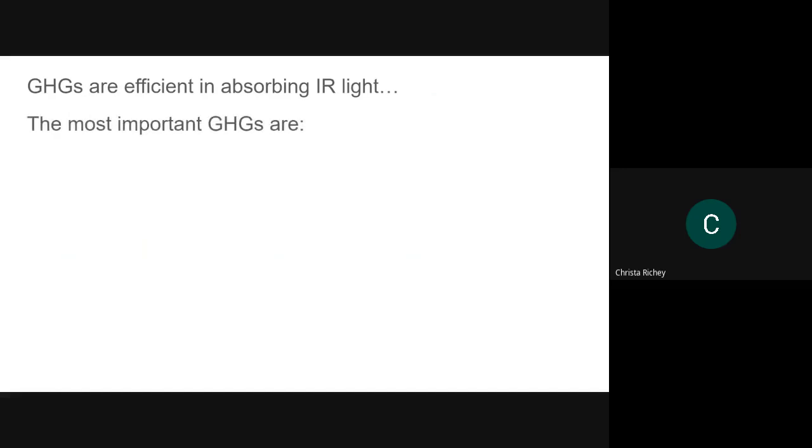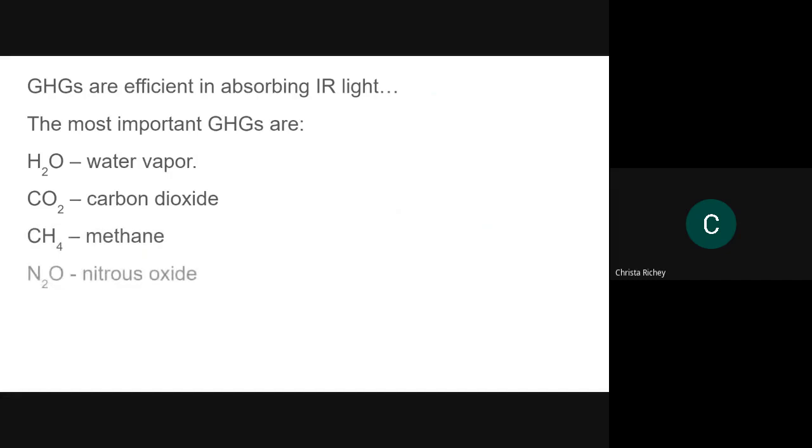They hold on to infrared light. That is what IR stands for. Your 4 important greenhouse gases, and yes, there are others besides this. I just didn't have enough time to do every single thing that gets pumped into our atmosphere. So these are the 4 that we're going to focus on today.